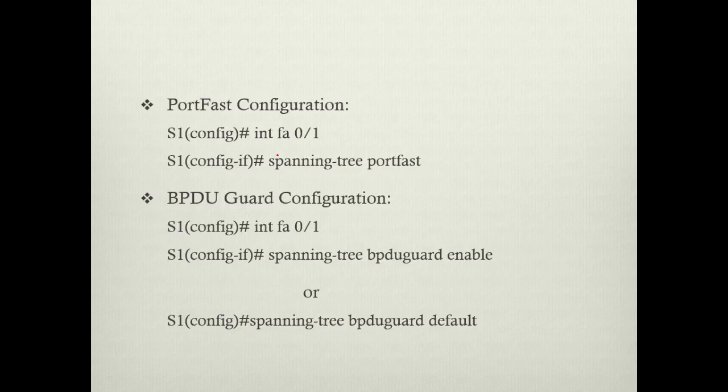PortFast, what we do is go to interface, and if you want to do it on more than one port, remember, we do interface range, RA for range, FA 0/1/17, and then instead of saying config IF, it's going to say config RA. We can type spanning-tree portfast, and all of those ports will be put into PortFast so that you can connect things to them.